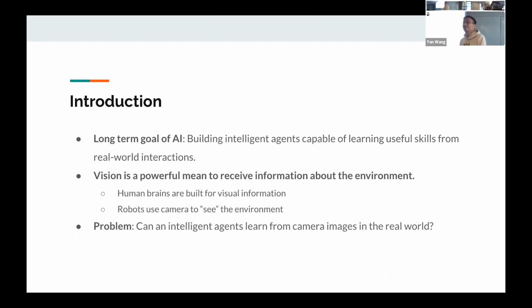Today, it is easy to fabricate cameras that are comparable to human eyes. So it is natural to ask, can we make an intelligent agent learn from camera images in the real world?